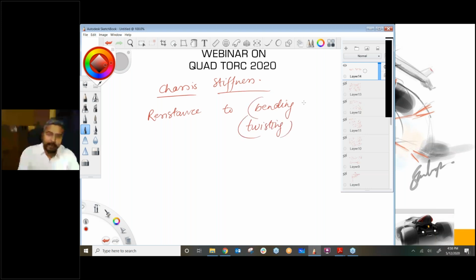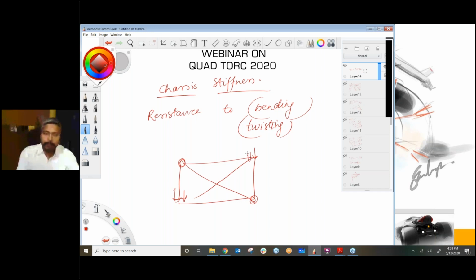So similarly, you have to design one chassis, and analyze it as per your requirement. If that fulfills it, then that's okay, otherwise you have to redesign it. If that doesn't work, you have to provide necessary members or necessary trusses wherever required. So this is the chassis stiffness basically.